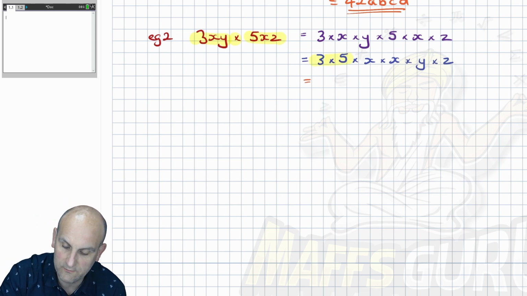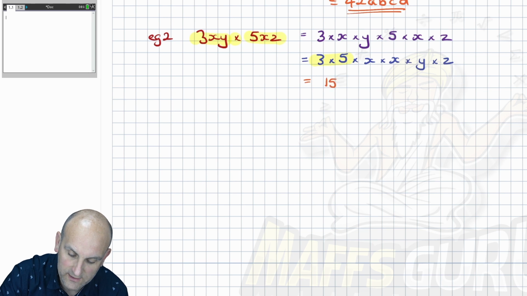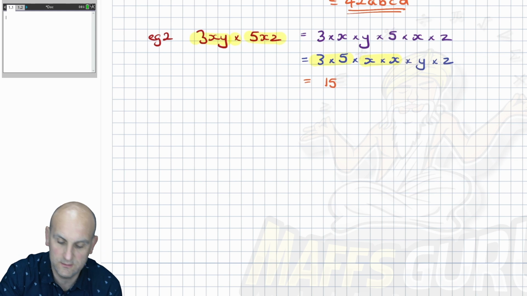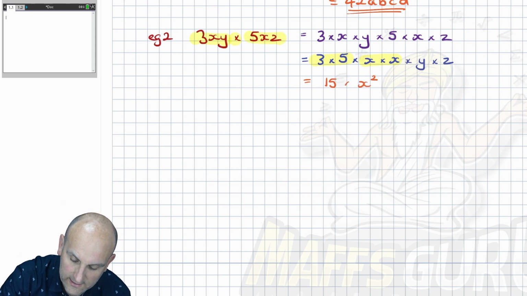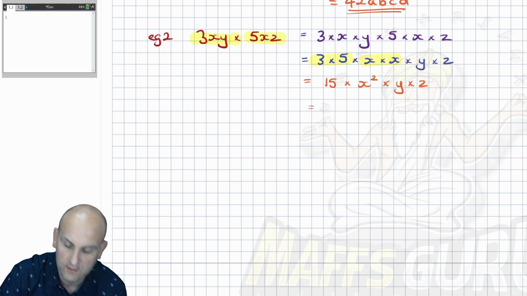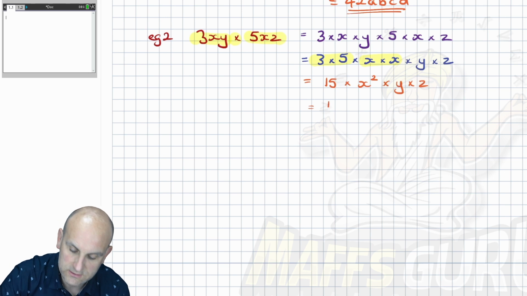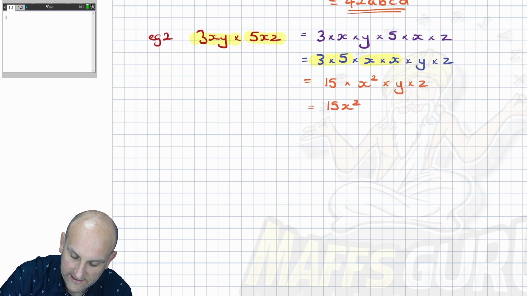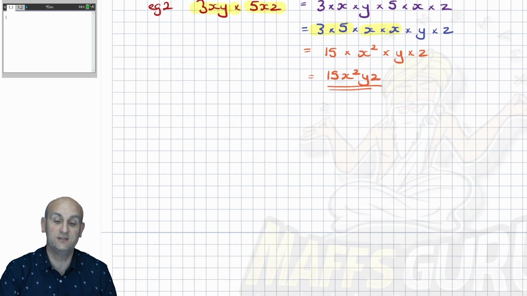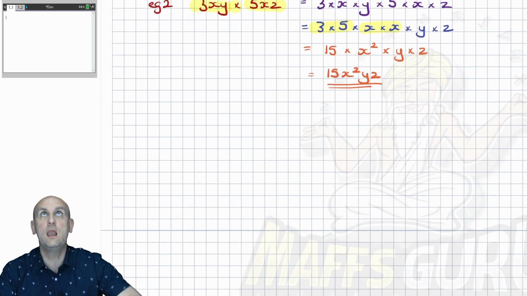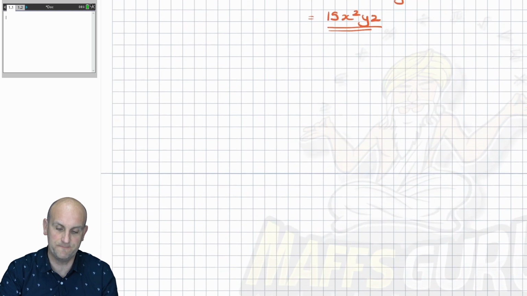We are now going to simplify. We know that 3 times 5 is 15. We've got 2 x's next to each other with a times between them. So we know that becomes x squared. And then we've got the y and the z, which I can't do anything with. Can't do any more simplification. So I'm now going to suck it all back together. 15 x squared, y, and z. And ladies and gentlemen, multiplication is freaking awesome. Right? Love, love, love multiplication.